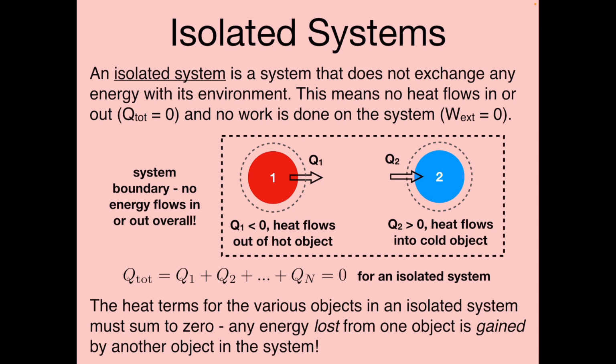So for an isolated system, if we look at all the different parts of it, and we take Q total, which would be Q1 plus Q2 plus, you could have a whole bunch of Q terms if you have more than two objects, but when you sum them all up, you get 0. That's what it means to be an isolated system. So if you think about it, any energy that's lost from one object, because you have a negative Q over here, is gained by another object. So every negative Q is sort of balanced out by a positive Q. That's what it means to have an isolated system.